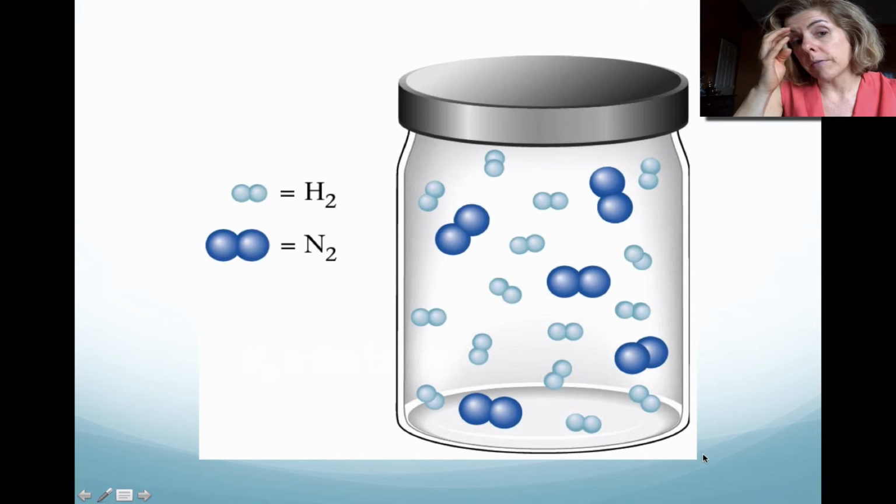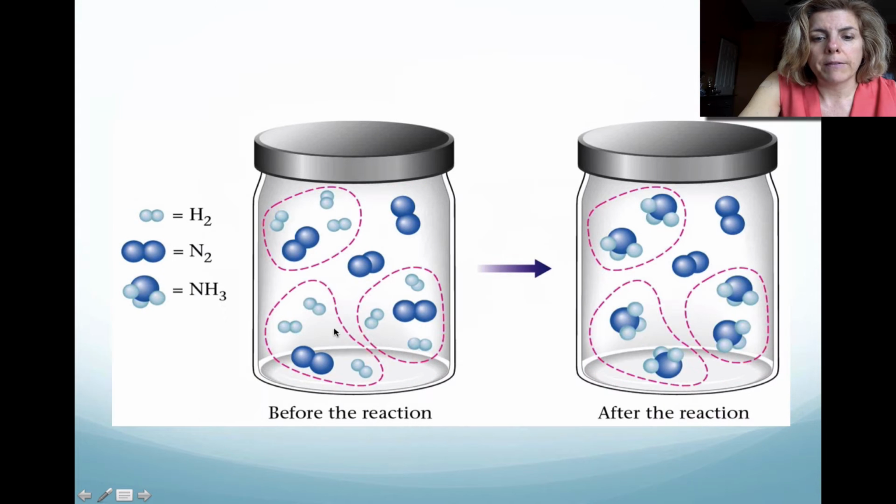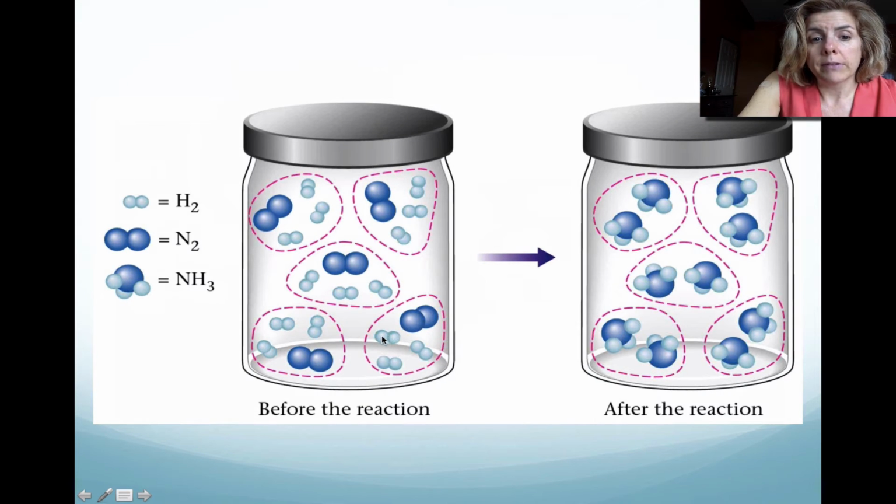Okay, so here's a jar of hydrogen and nitrogen, and notice I have 1, 2, 3, 4, 5 molecules of nitrogen. Here I have 1, 2, 3, 4, 5, 6, 7, 8, 9, 10, 11, 12, 13, 14, 15, 16 molecules of hydrogen. Now, we need a certain amount of hydrogen. Notice we need 3 molecules of hydrogen for every molecule of nitrogen to get ammonia. So we have 1, 2, 3, 4, 5 possible products.